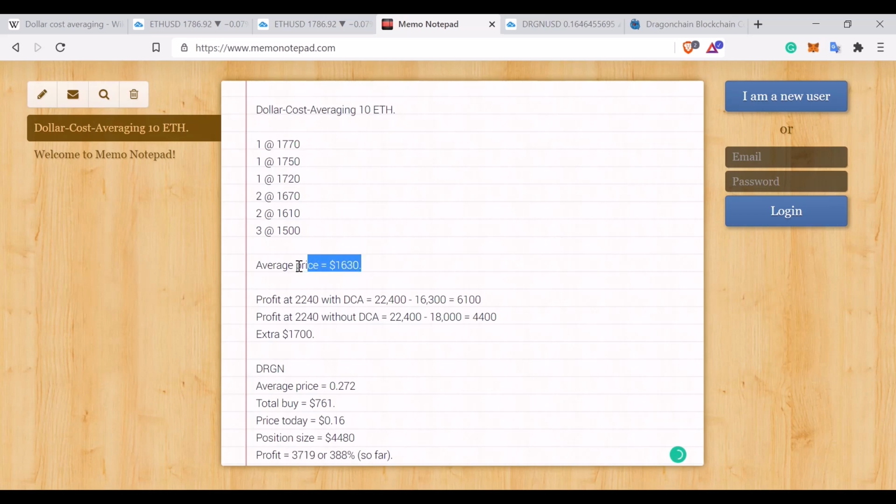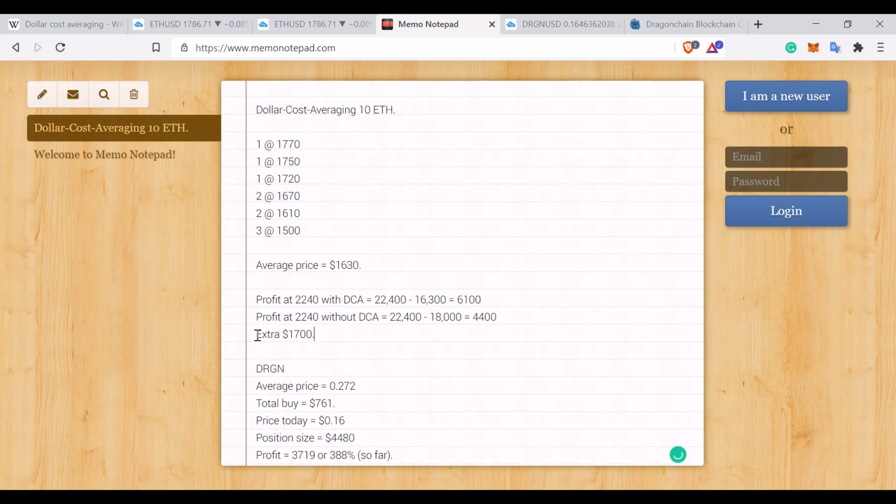The average price across all of them, if you get them all filled, is 1630. So very nice and comfortably around this region, and a good $150 lower than where we are presently. The profit with the dollar cost averaging approach is $6,100. Without it, if you just bought live now, you'd probably get a price around $1,800 with slippage and people wanting to match that order. You'd get a profit of $4,400 if you took profits at the aforementioned zone, $2,240.